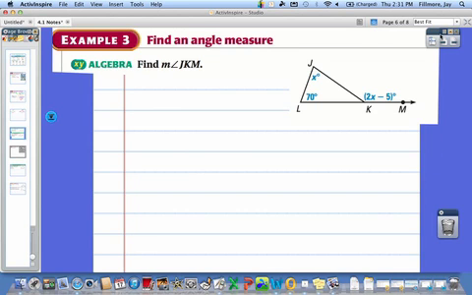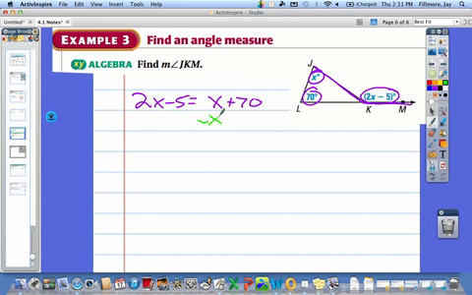To find the measure of JKM, which is this exterior angle here, we need to use our exterior angle theorem, which says that the exterior angle is equal to adding the two remote interiors, or non-adjacent interiors, together. So 2x minus 5 should equal adding x and 70. You're adding the two angles that are across from it inside your triangle. So to solve for x, I'll subtract x from both sides, so they're all on the left. And these cancel, so I have 1x minus 5 equals 70. Then I'll add 5 to both sides. These cancel, and x is 75.